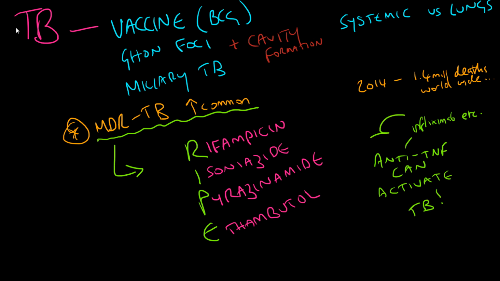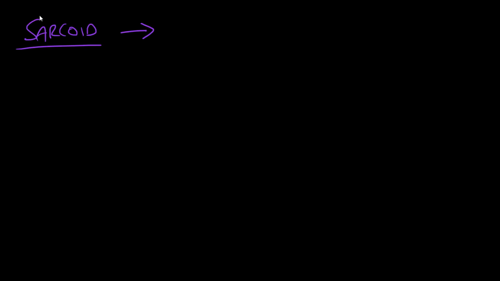Infliximab, which is an anti-TNF drug, can activate TB. This comes up infrequently in SBA questions. So looking now at sarcoid disease. Sarcoid disease can cause a restrictive lung disease. It causes interstitial lung disease.